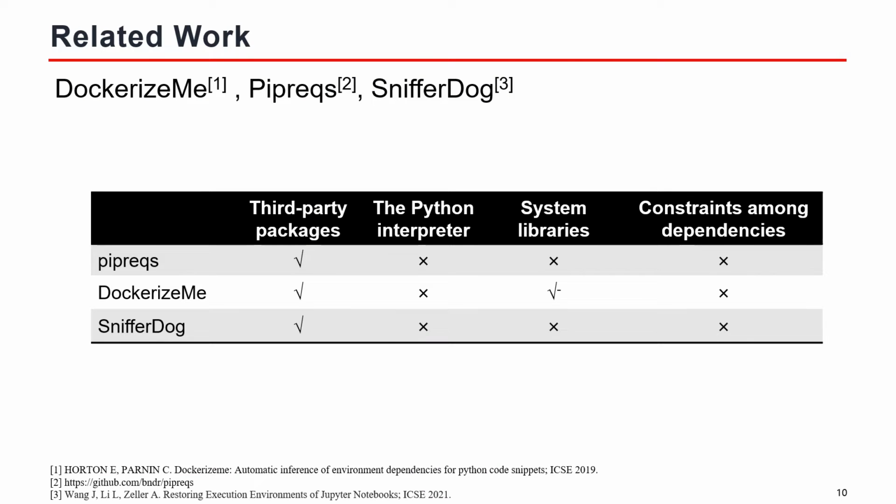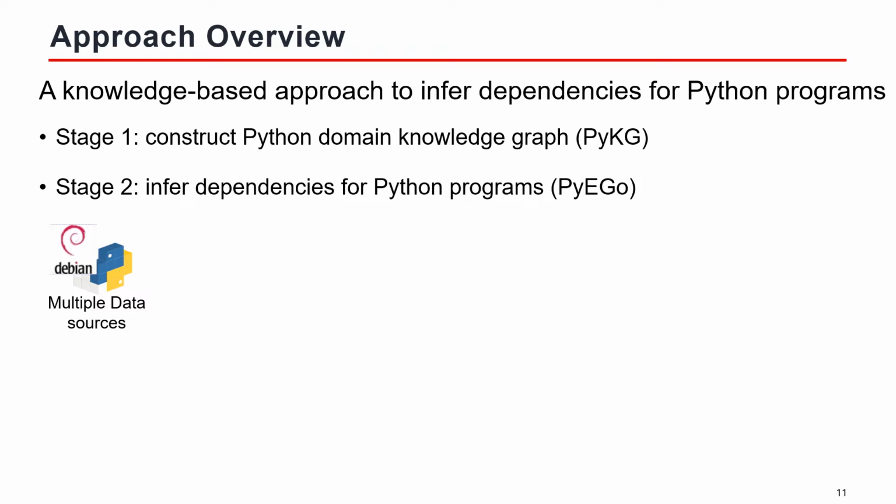Dockerizeme, pip request, and snifferdog are the three most related works for inferring dependencies for Python programs. They mainly focus on dependencies of Python third-party packages. However, they pay no attention to the Python interpreter and pay little attention to system libraries. Moreover, none of them consider the interrelations among the dependencies. As comprehensive knowledge is required for constructing a compatible environment for Python programs, we are motivated to propose a knowledge-based approach to infer dependencies for Python programs.